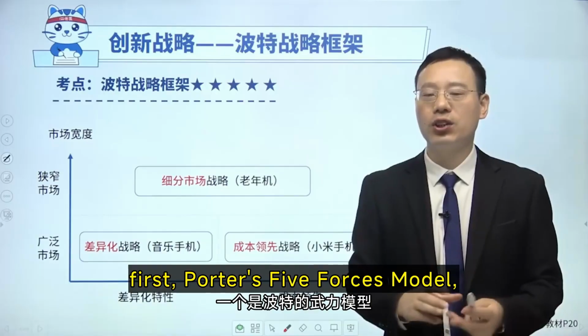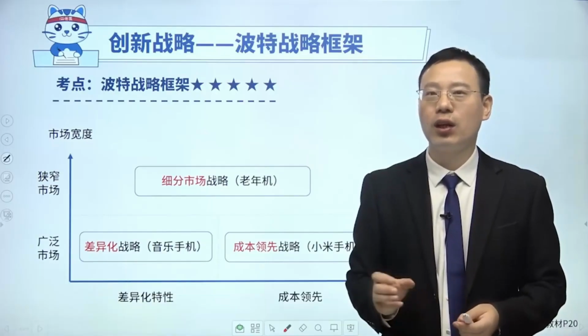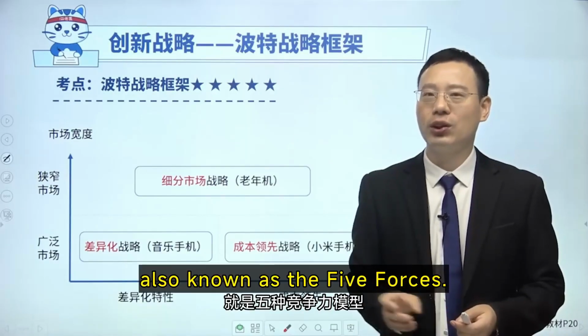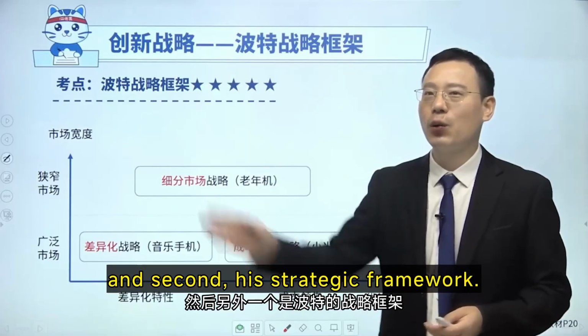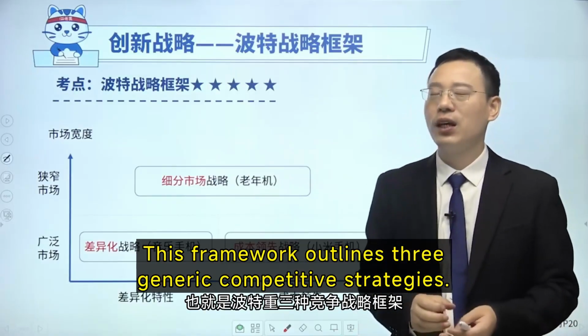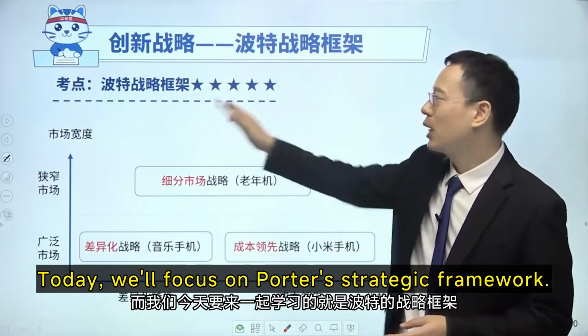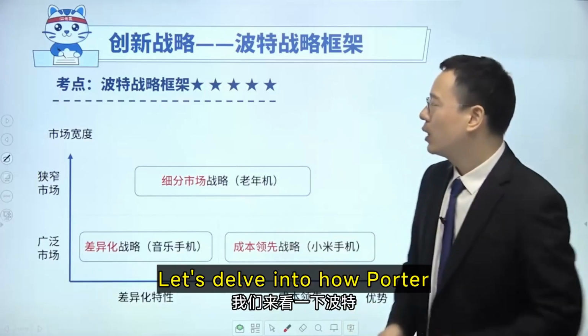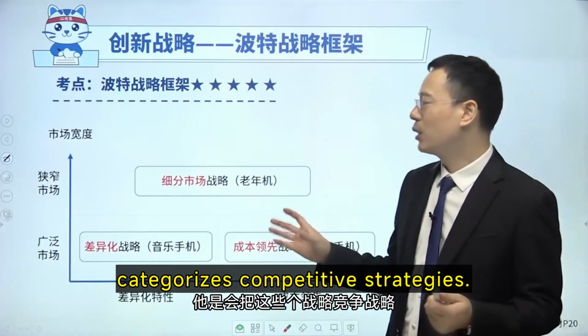First, Porter's 5 forces model, also known as the 5 forces. And second, his strategic framework. This framework outlines 3 generic competitive strategies. Today, we'll focus on Porter's strategic framework. Let's delve into how Porter categorizes competitive strategies.